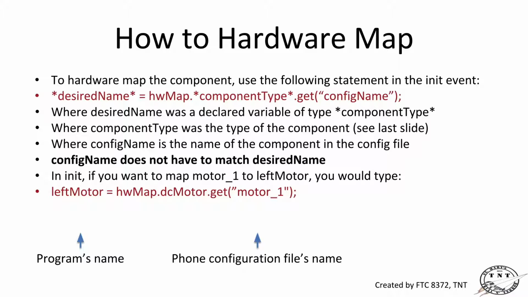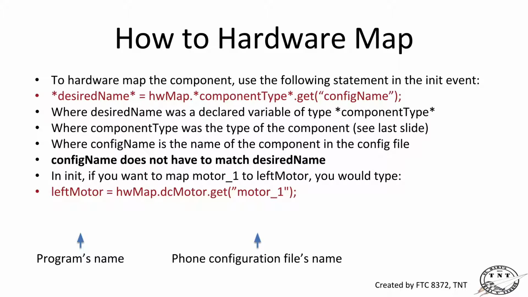So to hardware map, the syntax for hardware mapping is your desired name, so whatever you declared your variable as before the initialization statement, equals hwmap.component type, so whatever you declared your variable as, like the data type, dot get config name. And the config name is the configuration, the name in your configuration file on your phones. This can be motor 1, motor 2, whatever you put in there, that will be what you put there.